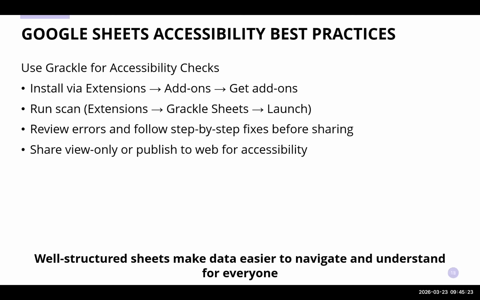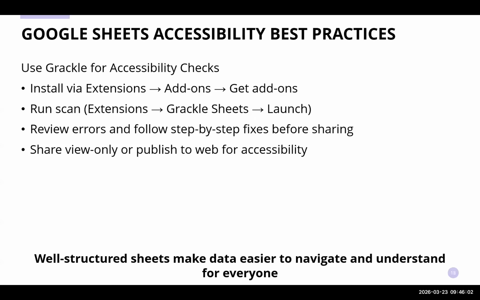Thank you, Surabhi. Thank you, Sherry. Thank you for pointing this out. So once Grackle is installed in your system and ready to use, as Sherry mentioned, once you launch it, the tool will review your spreadsheet, a Google Sheet, and highlight accessibility errors. After the scan, you need to take time to review each error and follow step by step to fix the issues that it suggests. This will ensure that your spreadsheet is structured, labeled, and readable for everyone.